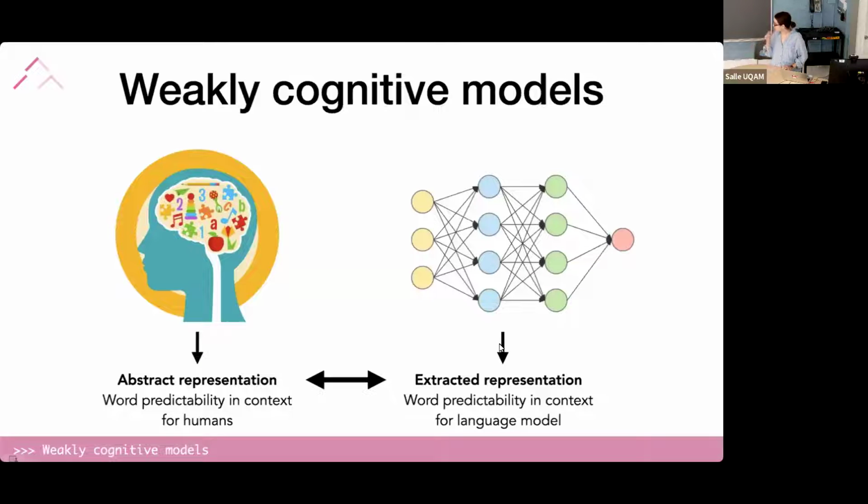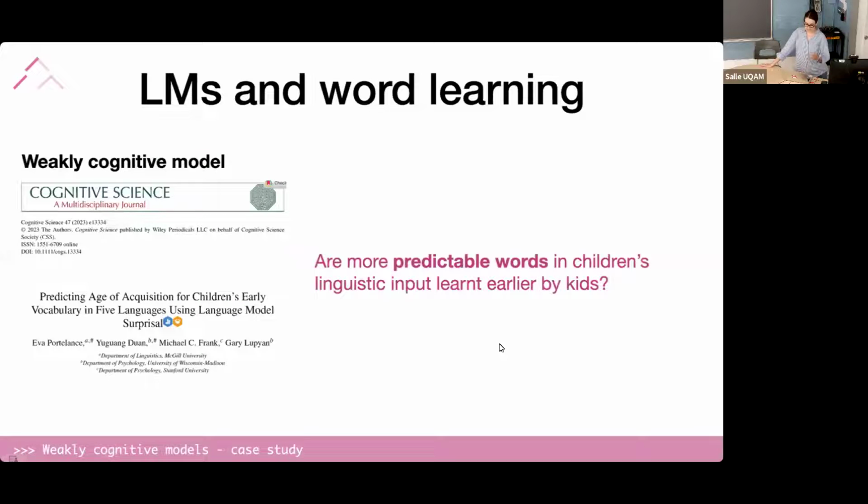I'll give an example now from my own research where we use this weakly cognitive approach. We're going to build a linking hypothesis between models and people about word predictability. We'll use a model to measure the predictability of words in context, and use that as a proxy for the predictability of those words for a person presented with the same input. Using this linking hypothesis, we'll try to answer a question in language learning: are more predictable words in children's linguistic input learned earlier by kids? Are kids tracking those co-occurrence statistics on a word level to help them learn words?